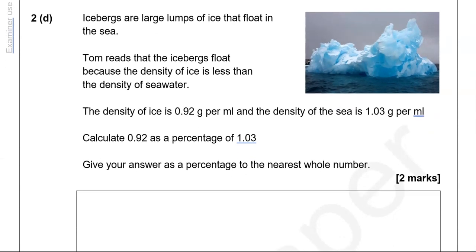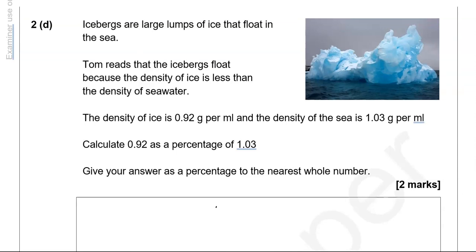Icebergs are large lumps of ice that float in the sea. Tom reads that the icebergs float because the density of ice is less than the density of seawater. The density of ice is 0.90 grams per milliliter, and the density of the sea is 1.03 grams per milliliter. Calculate 0.92 as a percentage of 1.03. Give your answer as a percentage to the nearest whole number.